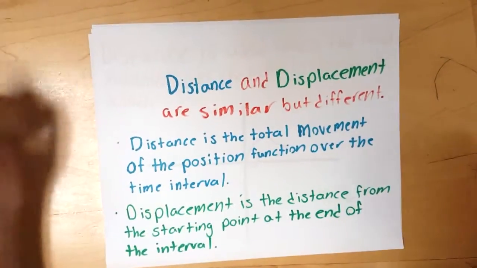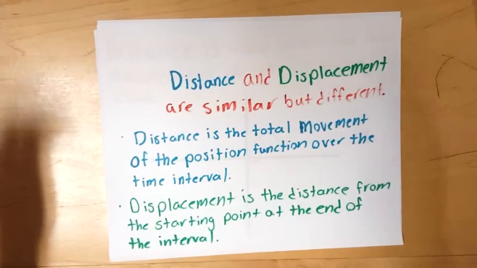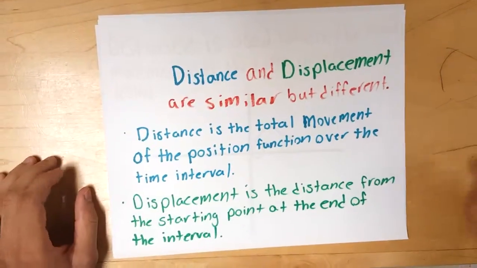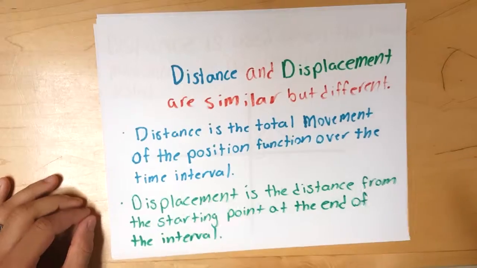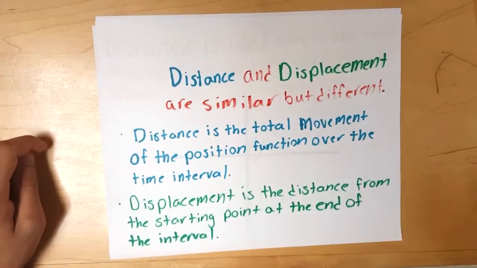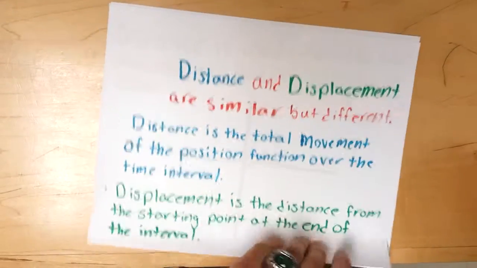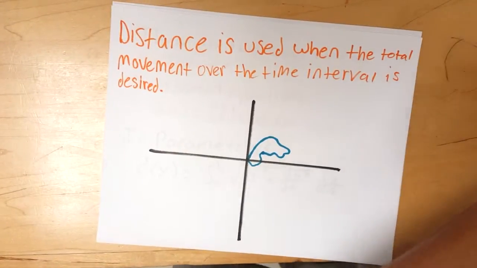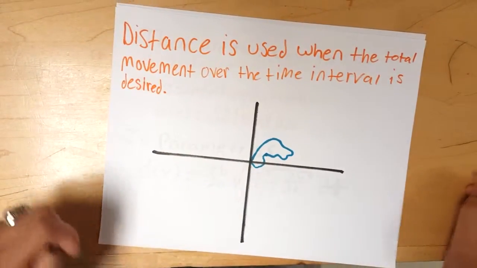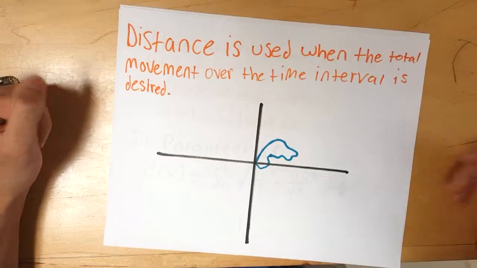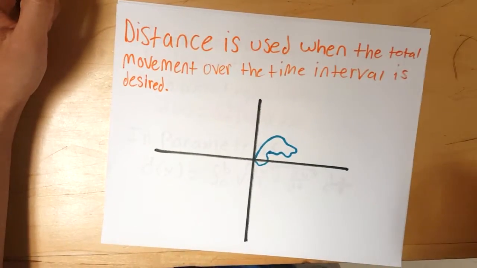Distance and displacement are similar, but at the same time different. Distance is the total movement of the position function over the time interval, while displacement is the distance from the starting point at the end of the interval. Now let's talk about distance. Distance is used when the total movement over the time interval is desired.